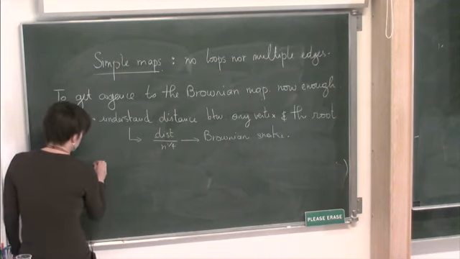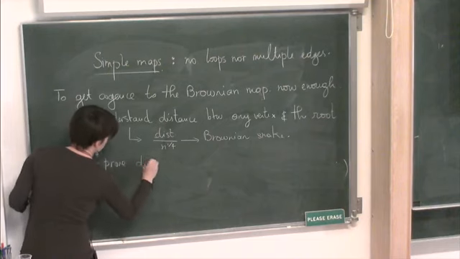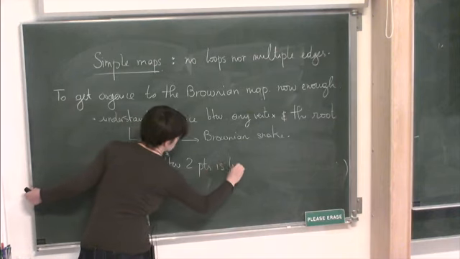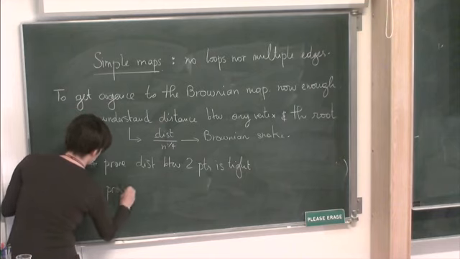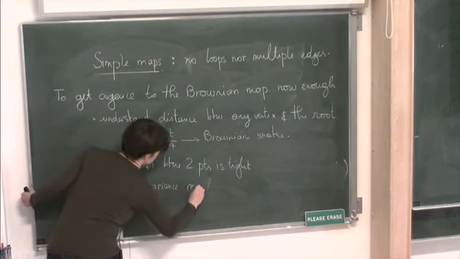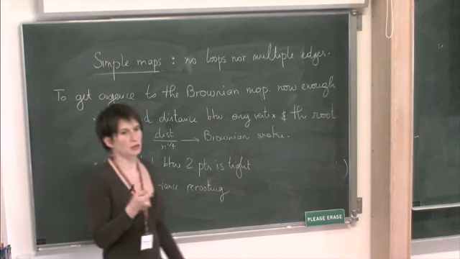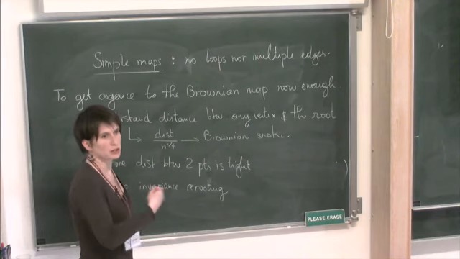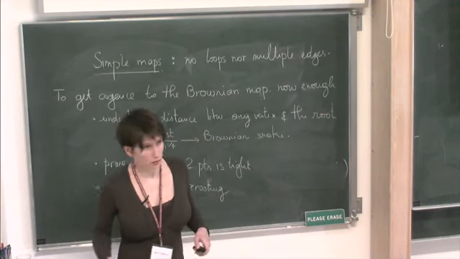We need to prove that the distance between two points is tight, and prove an invariance under rerooting, meaning that the root of your map behaves like a uniform vertex of the map. And so if you have these three points, then you get, using Le Gall's argument, that your models of map converge to the Brownian map as well.